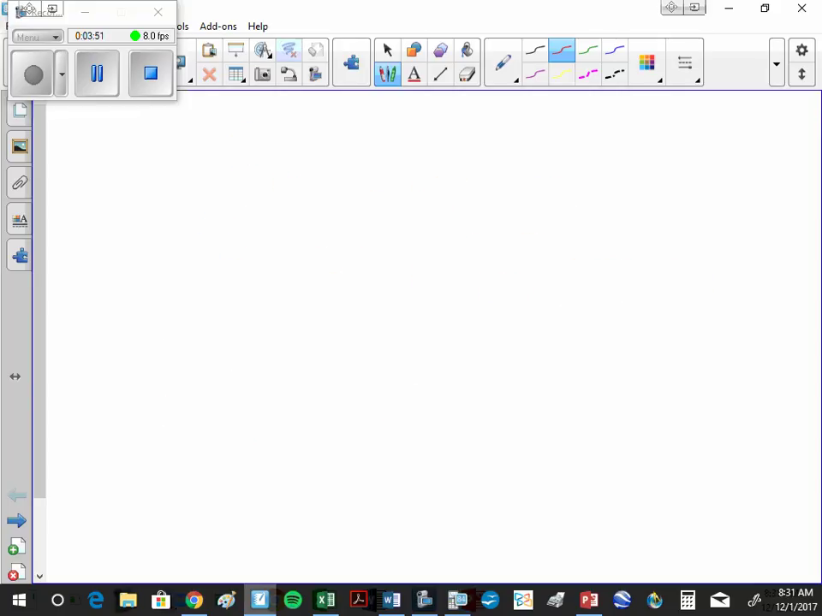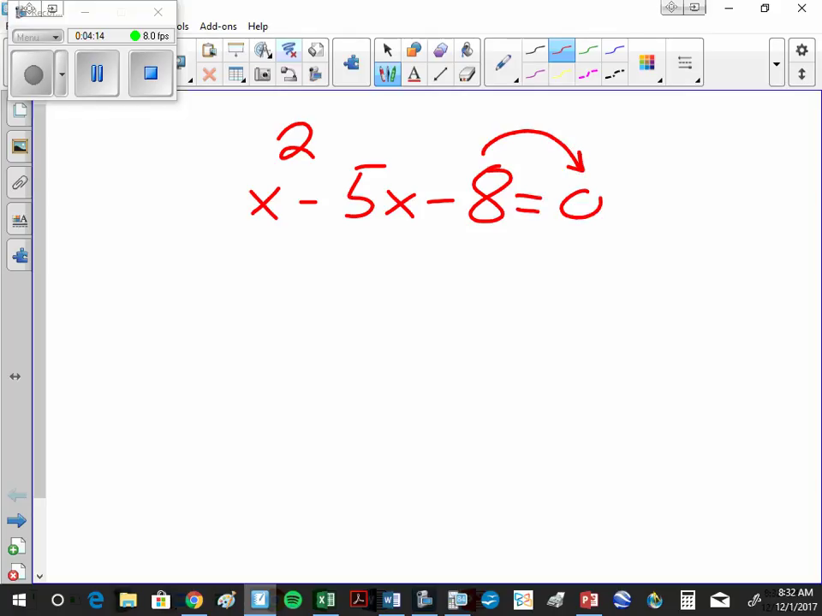All right. If I had x squared minus 5x minus 8, does that factor? Can we find factors of 8 that add to be 5? No. So this one we have to use completing the square. I'm going to set it equal to 0 and move the 8 to the other side. X squared minus 5x, leave a space, equals 8.